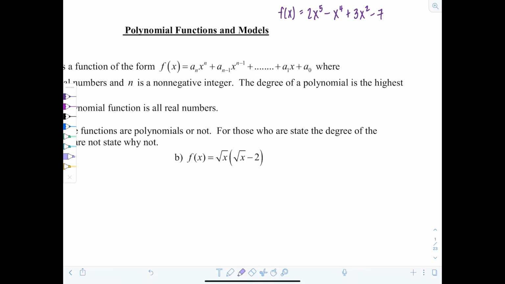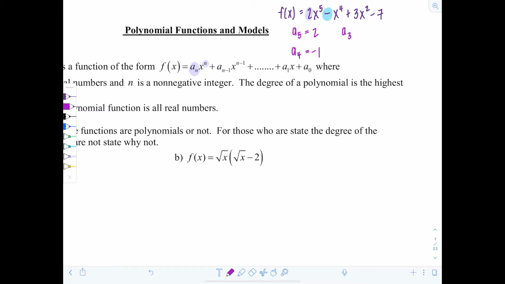Okay, so the notation here, a sub n, that represents the coefficient of x raised to the nth power. So if I asked you what is a sub 5, that would be the coefficient of the term that has x raised to the 5th power. So a sub 5 in this case would be 2. Similarly, a sub 4, that would represent the coefficient on x to the 4th, which we can see is negative 1.